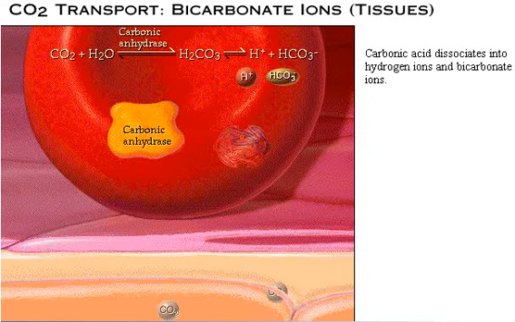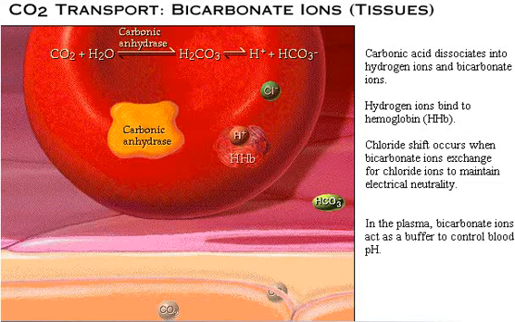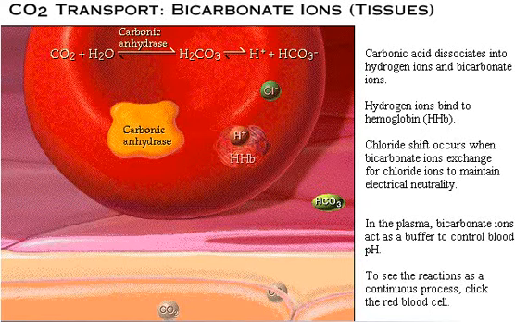Carbonic acid dissociates into hydrogen ions and bicarbonate ions. The hydrogen ions produced in this reaction are buffered by binding to hemoglobin. This is written as HHb. In order to maintain electrical neutrality, bicarbonate ions diffuse out of the red blood cell and chloride ions diffuse in. This is called the chloride shift. Within the plasma, bicarbonate ions act as a buffer and play an important role in blood pH control. To see the reactions as a continuous process, click the red blood cell.